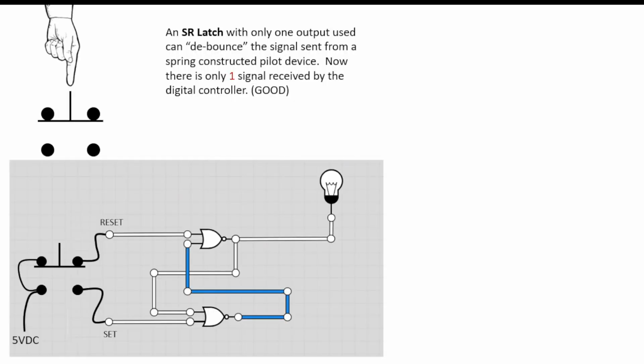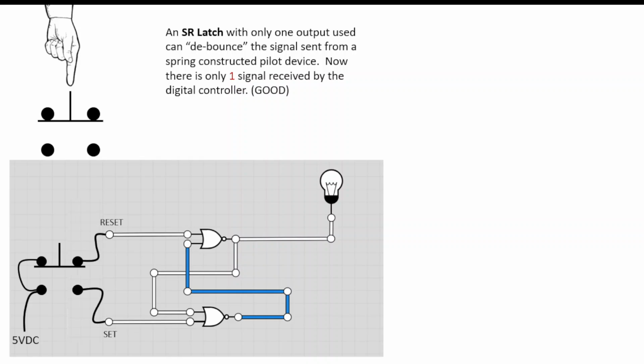So an SR latch with only one output used can help debounce or de-ring the signal sent from the spring-constructed pilot device. Now there will only be one signal received by the digital controller, which would be good.